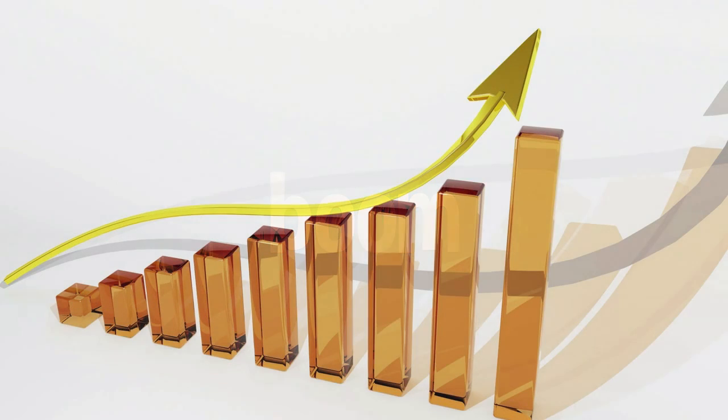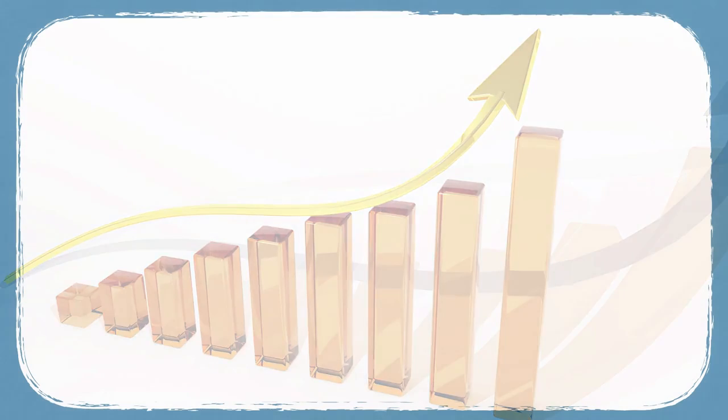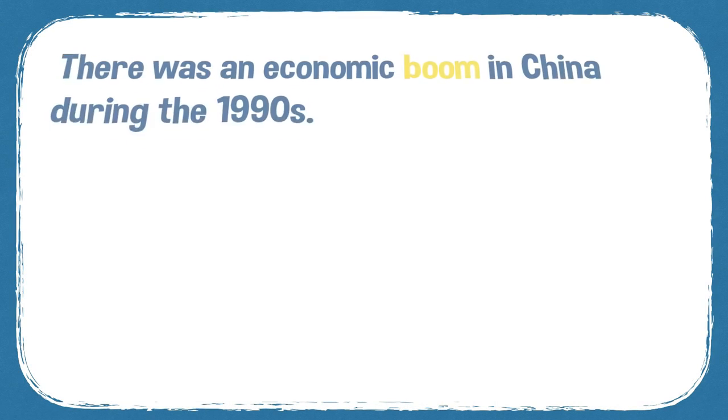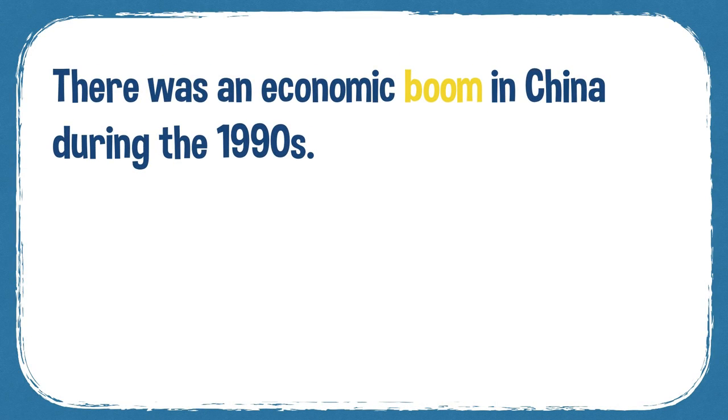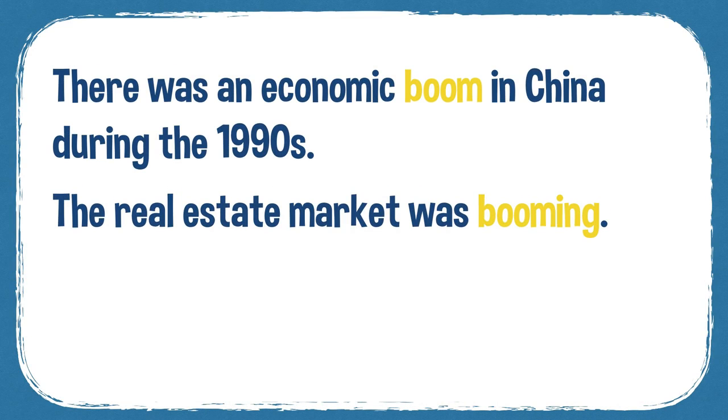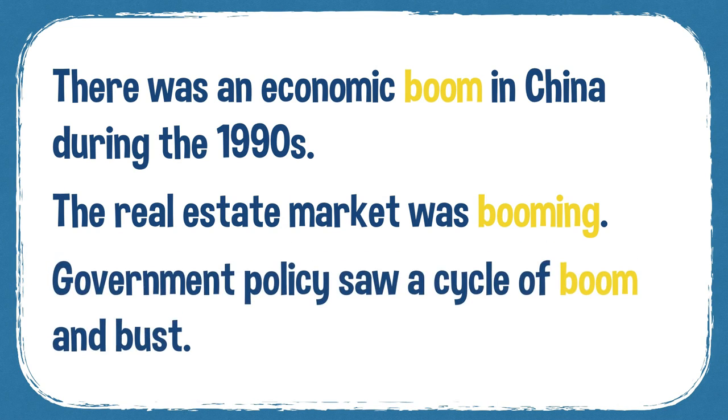Boom. If there is a boom in the economy, there is a big increase or a rapid increase in the growth of the economy. Maybe people are buying more things in the shops, there are more jobs, so things are improving very quickly. There is a boom. Growth is happening. There was an economic boom in China during the 1990s. The real estate market was booming. It was increased. Prices of houses were going up.